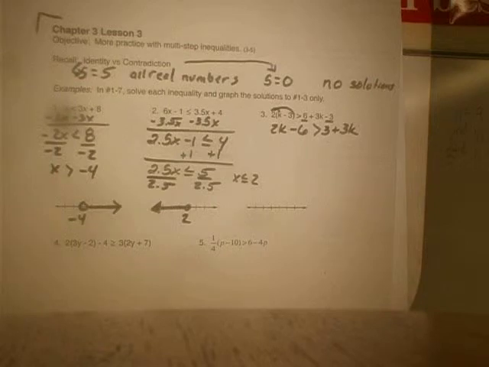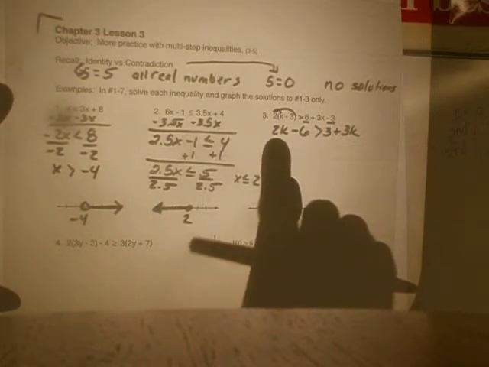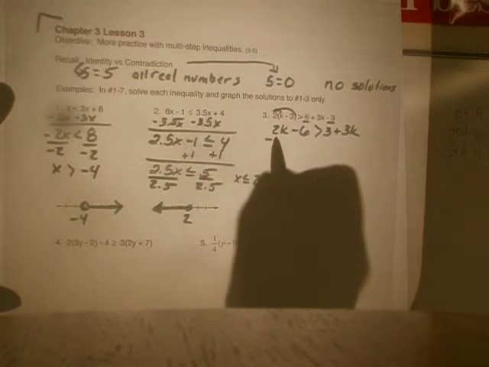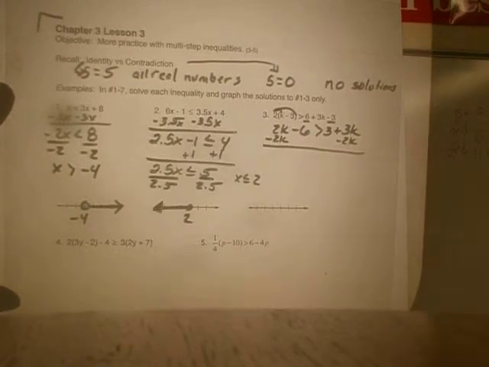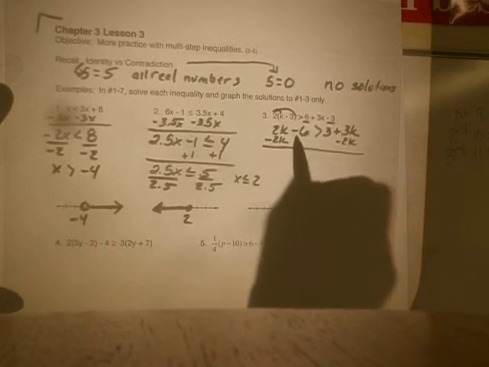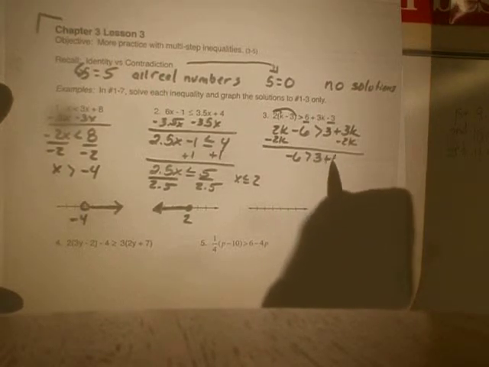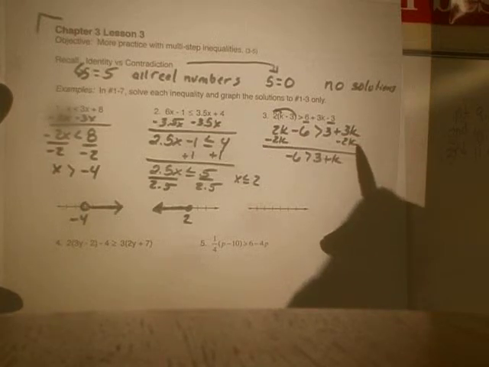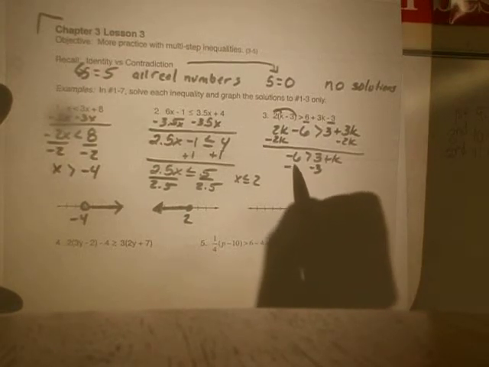Now look at your variables, the terms that have the variables in them. You have a 3k and a 2k. Your 2k is smaller, so I'm going to start by subtracting that from both sides. And it works either way. If you get rid of the smaller one, you are less likely to have negatives. Careful of this symbol right here, that is a negative 6 is greater than 3 plus k. 3k minus 2k is k. And now subtracting 3 from both sides.